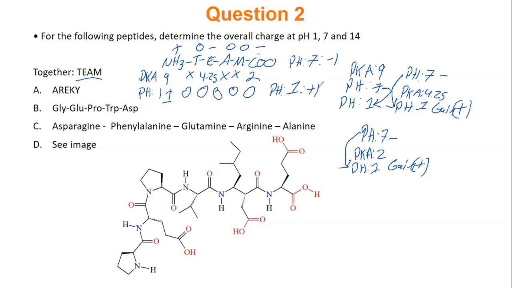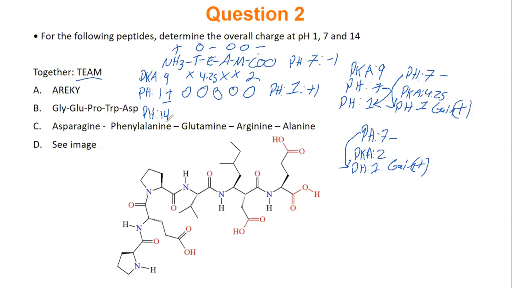Basically, at a pH of 1, anything that's negative in a protein will become neutral. Anything that's positively charged won't change. Anything that's neutral won't change. So that's 1, and that's also a pH of 7. Let's do a pH of 14.